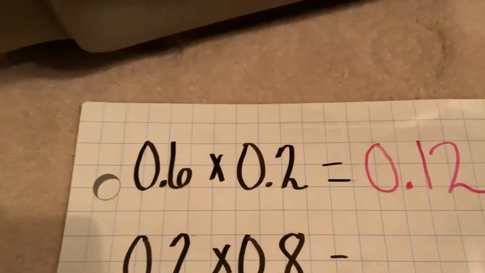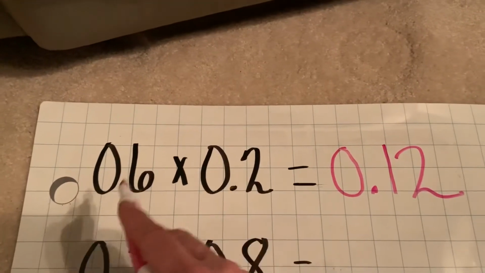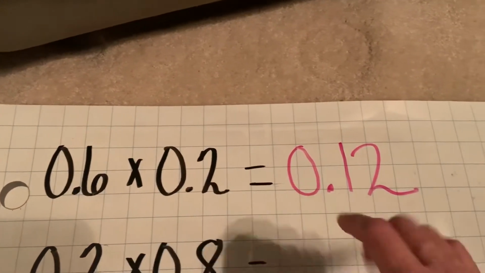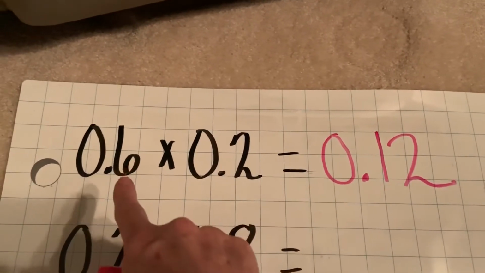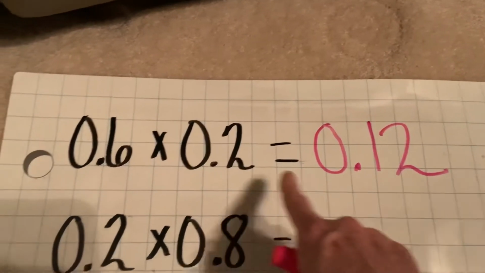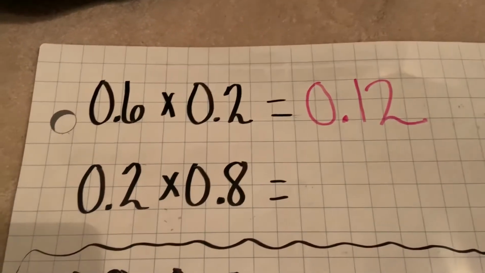But the thing to recognize here is, looking at both of these factors, the answer becomes smaller than both of them. 12 hundredths is smaller than 6/10. 12 hundredths is smaller than 2/10. Let's do one more with the model.